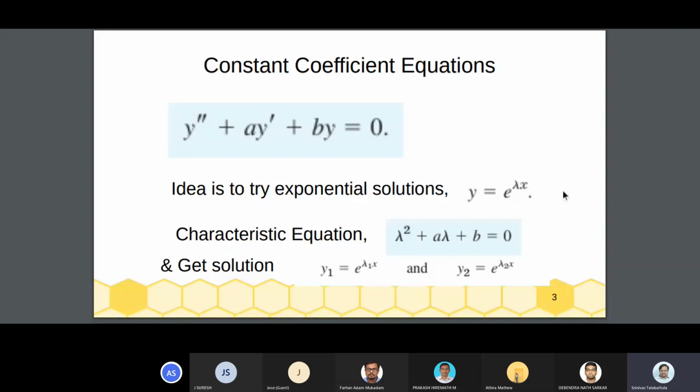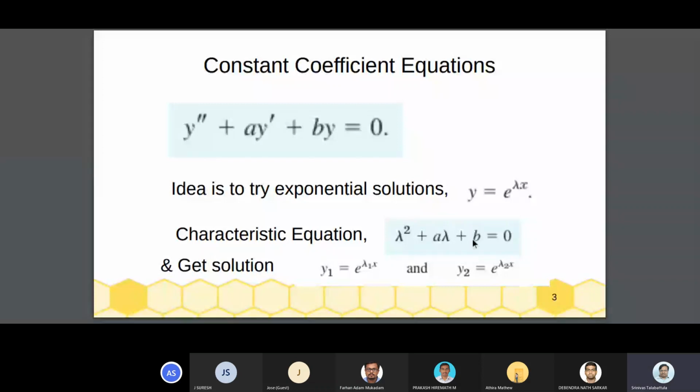So how do you find out these lambdas? The problem has reduced to finding these lambdas. You substitute y equal to e power lambda x in this constant coefficient homogeneous differential equation and reduce. You get lambda square plus a lambda plus b equal to 0. This is called the characteristic equation, and you have two solutions. A quadratic equation will have two solutions, lambda 1 and lambda 2, for y1 and y2. Then you can say a into e power lambda 1x and b into e power lambda 2x is the solution. Simple. But you know there is a lot of trouble with this quadratic equation itself.